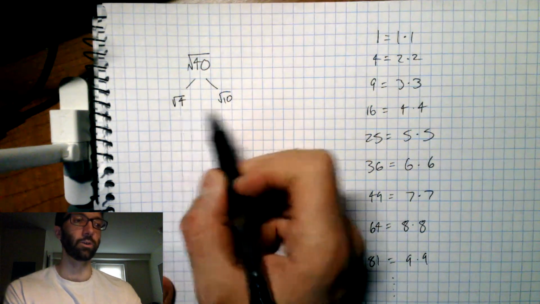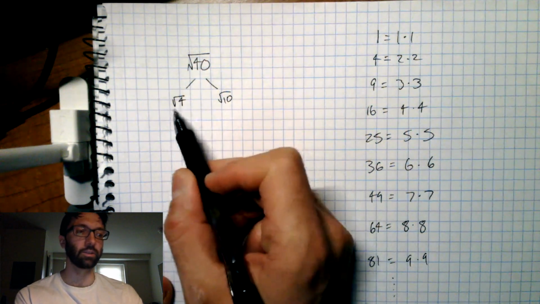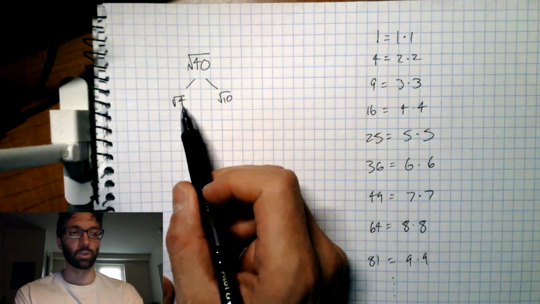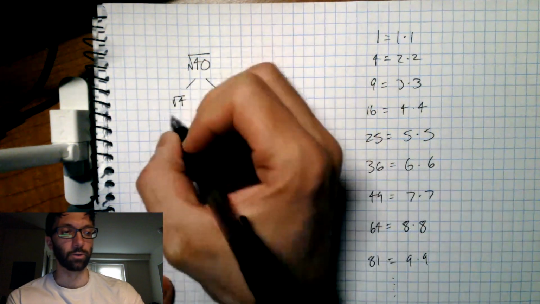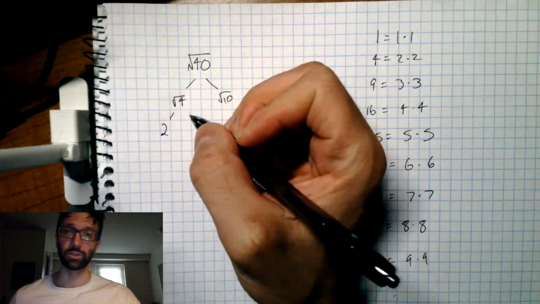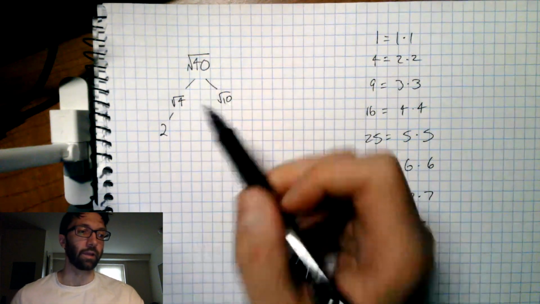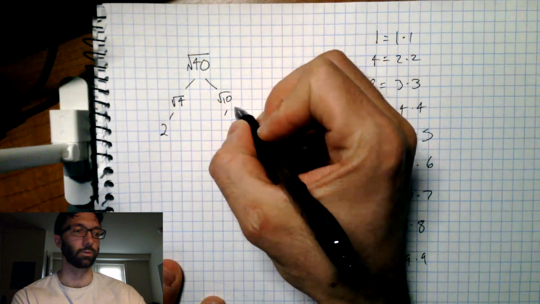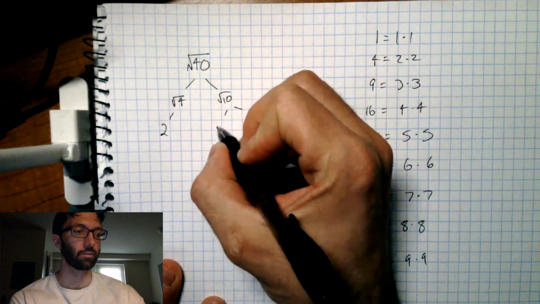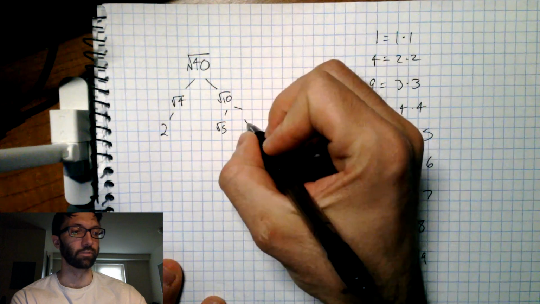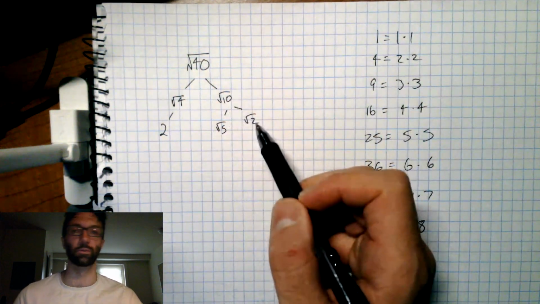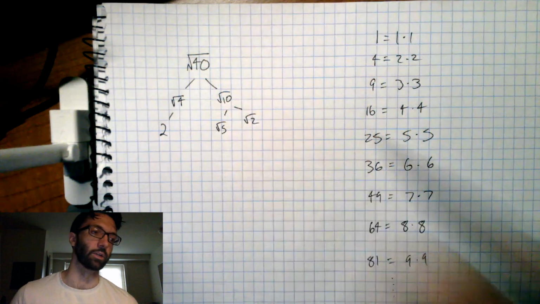And now we're going to factor these two factors down as far as they'll go. So, the square root of 4 is simply just 2. So I can actually just stop there. And the square root of 10 I can now simplify or break down to the square root of 5 times the square root of 2. Because again, 2 times 5 equals 10, so the square root of 2 times the square root of 5 should equal the square root of 10.